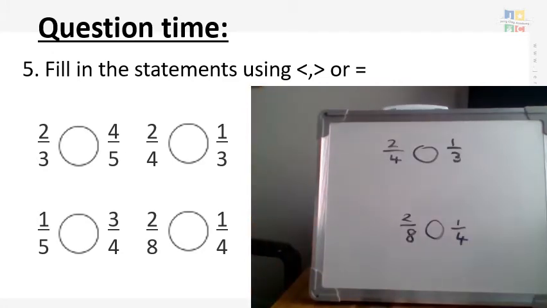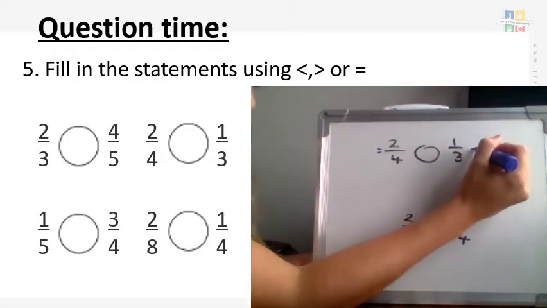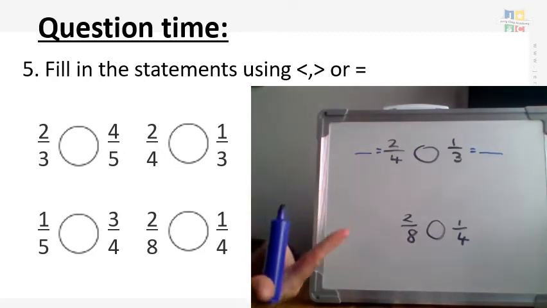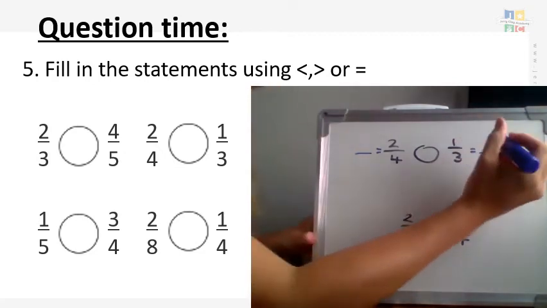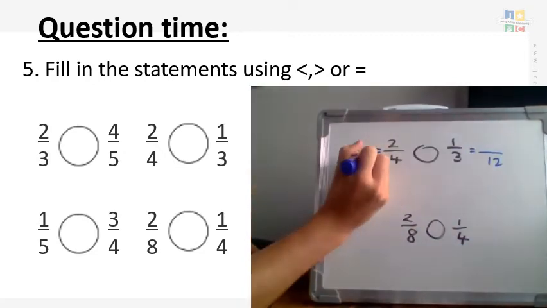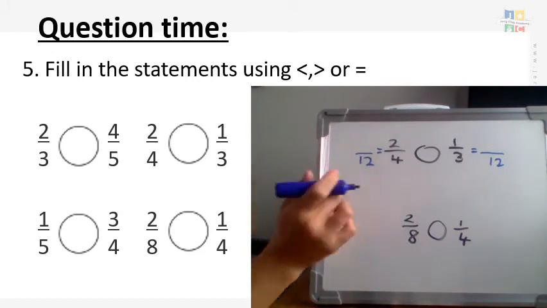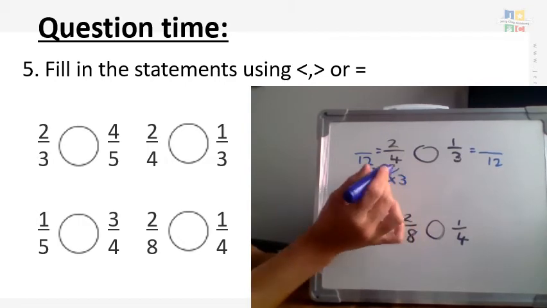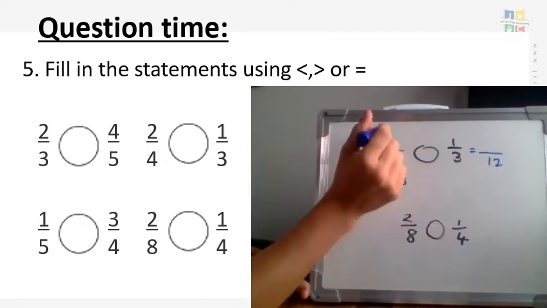Okay, so let's have a look at the top one. So I need to find some equivalent fractions because the numerator and the denominator are different. So if I count up in my 4s, 4, 8, 12, I know that 3 also goes into 12, so my denominator will be 12. I then want to know, how do I get from 4 to 12? Well, I'm going to times by 3, because if I do 4, 8, 12, I'm timesing by 3.